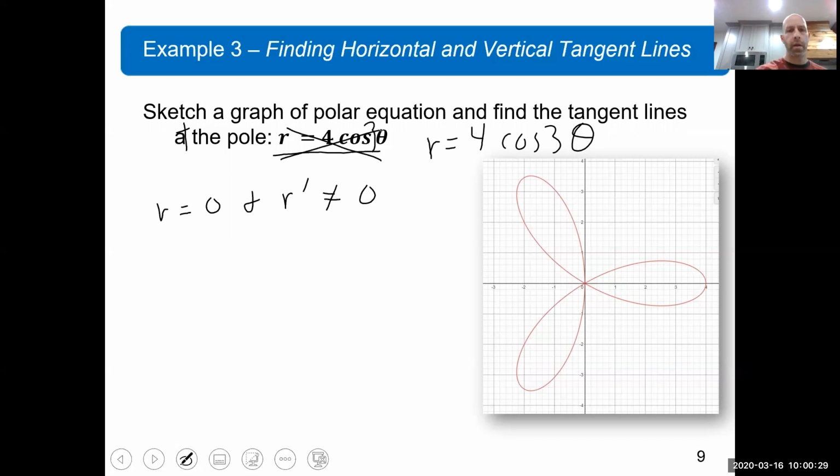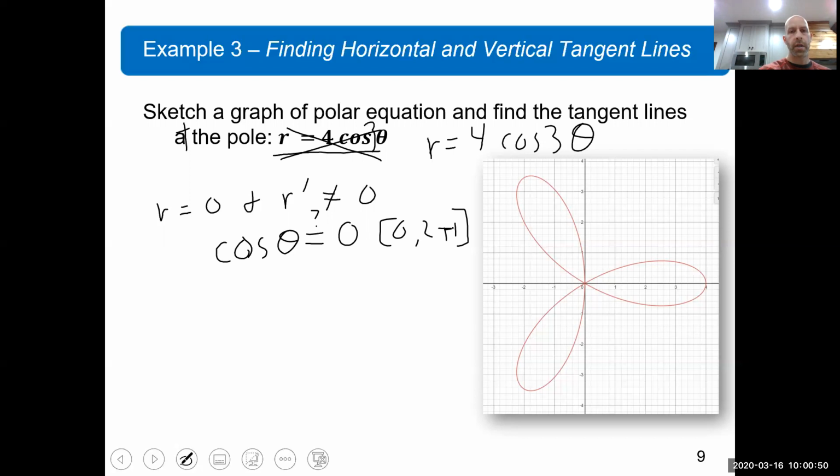So when is cosine of theta equal to 0? Well, if we're talking about from 0 to 2 pi, there's only a couple of places where that happens. I think they are pi over 2 and 3 pi over 2. Remember, cosine is equivalent to x.